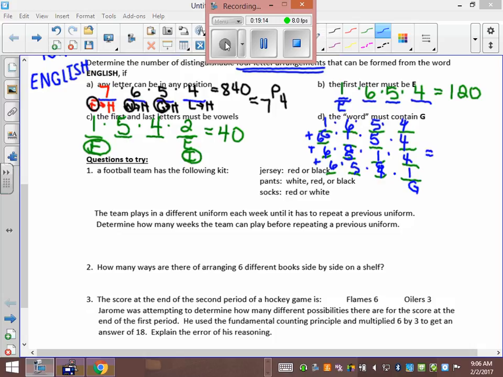This is 1 times 6 times 5 times 4. This is 1 times 6 times 5 times 4. This is 1 times 6 times 5 times 4. So you go 6 times 5 times 4 times 4. So it should be 480.